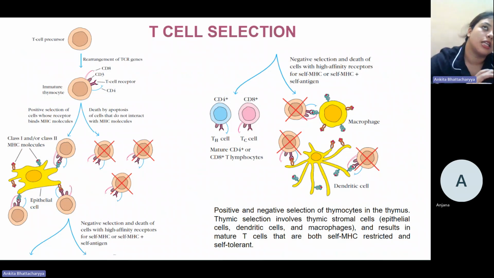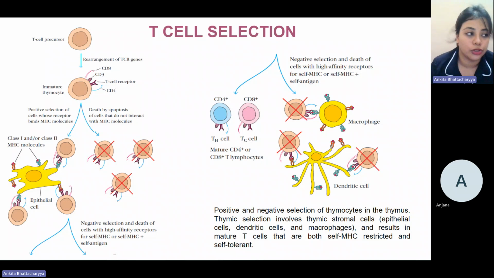So there's an initial repertoire of, say, just a ballpark figure that's not even close to the actual figure, but let's say there are 1 lakh immature, 1 lakh is a bit much. Let's say there are 1,000 immature thymocytes which are present. From there, the first level of filtration or clearance is positive selection.